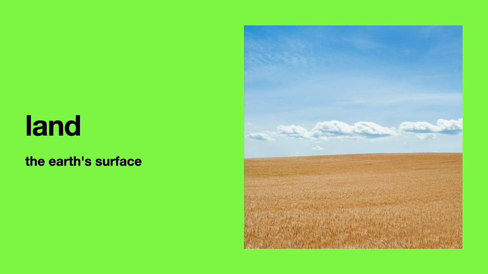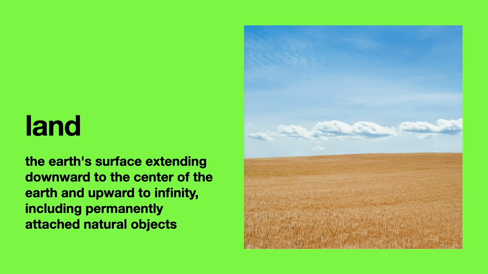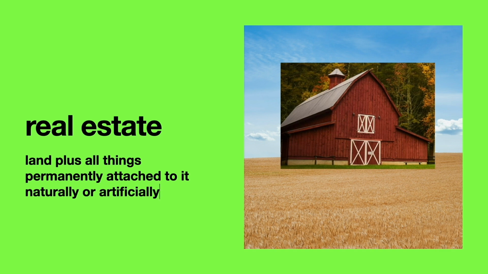Classes of property. Land. The Earth's surface extending downward to the center of the Earth and upward to infinity, including permanently attached natural objects. Real estate. Land plus all the things permanently attached to it, naturally or artificially. Real property. Real estate plus the interests, benefits, and rights included with real estate ownership.